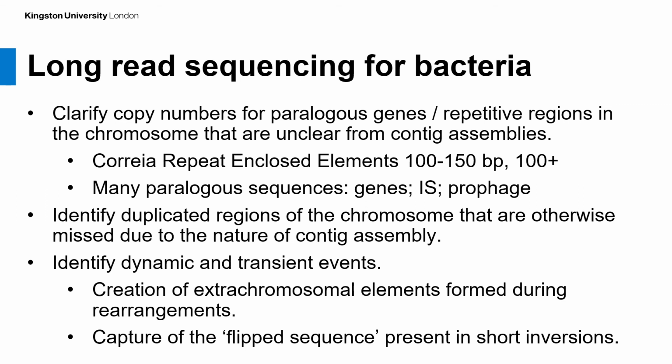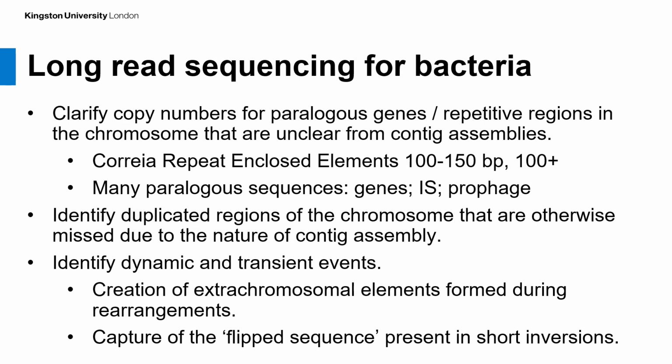And so we can identify duplicated regions in the chromosome that are otherwise missed due to the nature of contig assembly. So there might be genomes out there in the databases that we have no idea even that there's these duplicated regions, the things that are going on in the chromosome. And until we do a complete genome sequence with a long read technology to be able to do the complete assembly into a circle, we just aren't going to have any idea that those duplicated regions are in there.